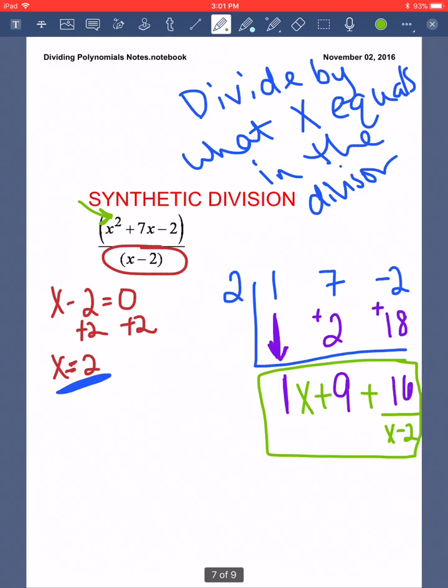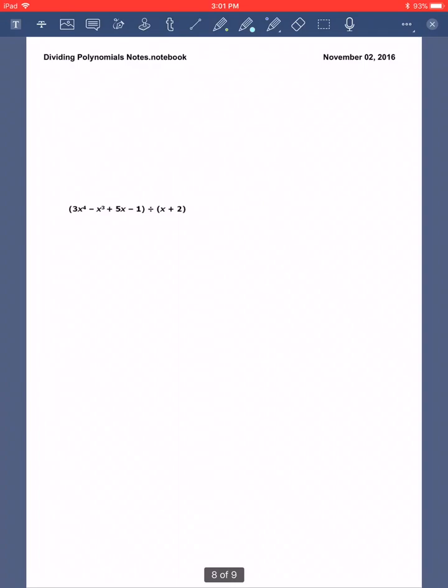So you always go to your highest degree, drop it down 1, and that'll go with your very first coefficient, and then from there you're just going to keep dropping down a degree. Your very, very last number should be your remainder. So that's why it's 16 over x minus 2. This just takes lots of practice to get used to. So here I have 3x to the 4th minus x cubed plus 5x minus 1 divided by x plus 2.